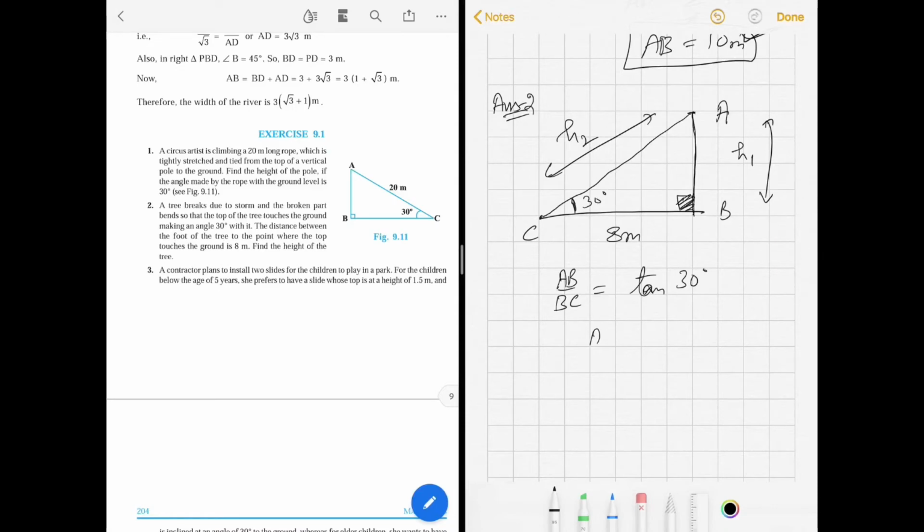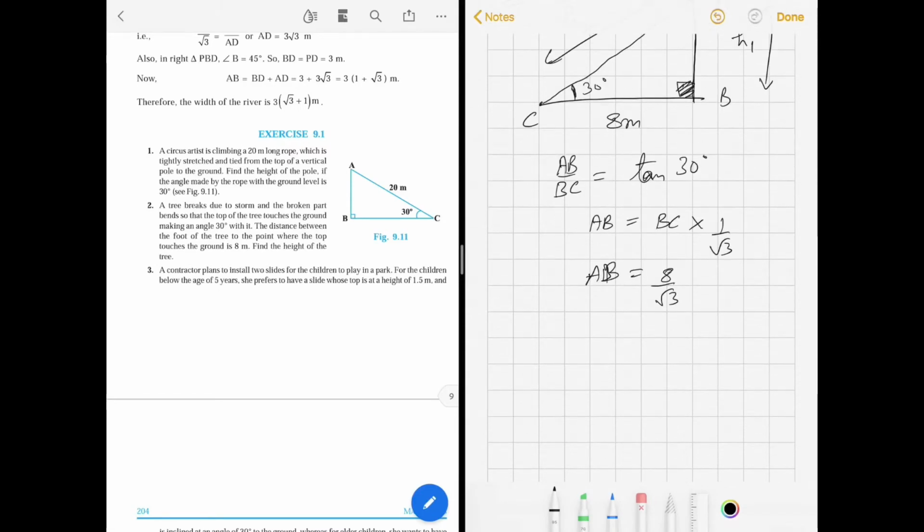Now I need to find AB. AB will be BC into tan 30, that is the value is 1 by root 3, and BC is 8. So the answer is 8 upon root 3. But we should never leave the answer in the denominator in the irrational form, that is under root. So I'll rationalize it. The answer comes out to be 8 root 3 upon 3 meters. This is AB, that is h1.